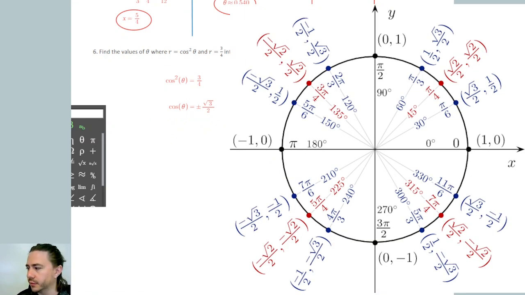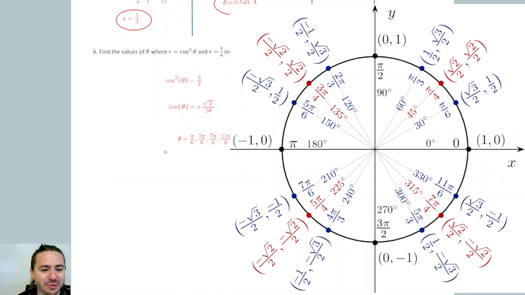And we're looking for angle measures where cosine is either positive or negative root 3 over 2. So we can see we've got one at pi over 6, 5 pi over 6, all the pi over 6s essentially. And so those are going to be our solutions. So we've got pi over 6, 5 pi over 6, 7 pi over 6, and 11 pi over 6. That's it. You can see it's way easier than having to go through all that other stuff.